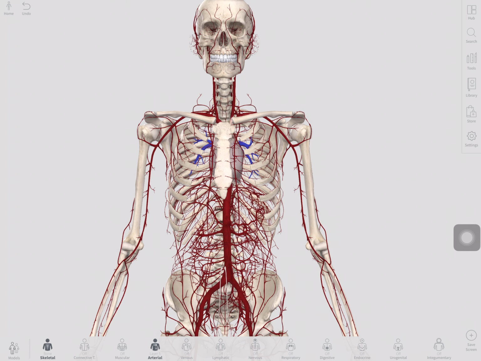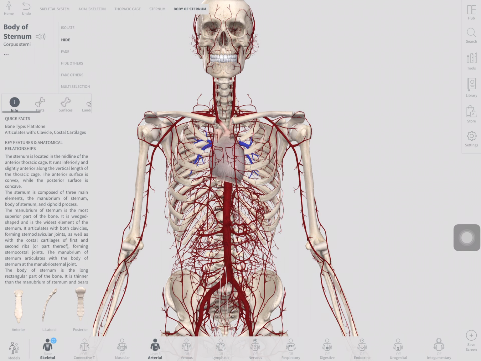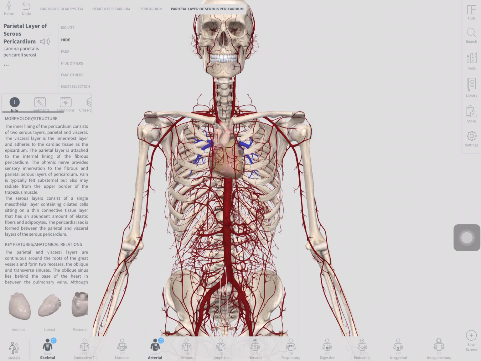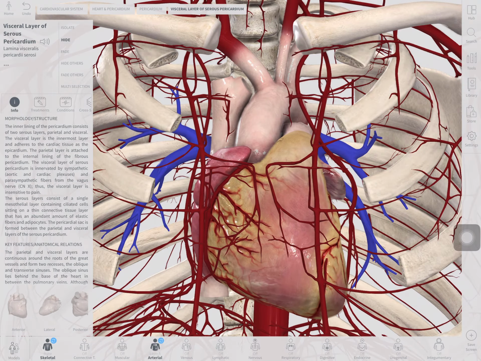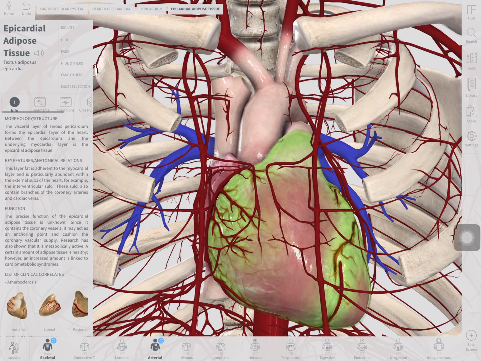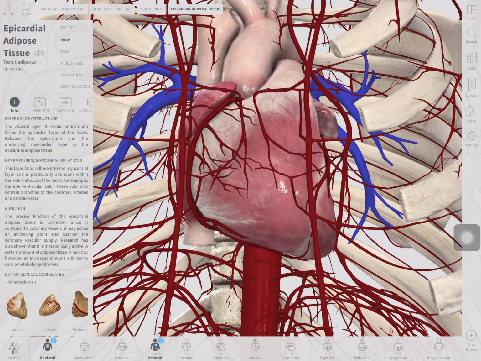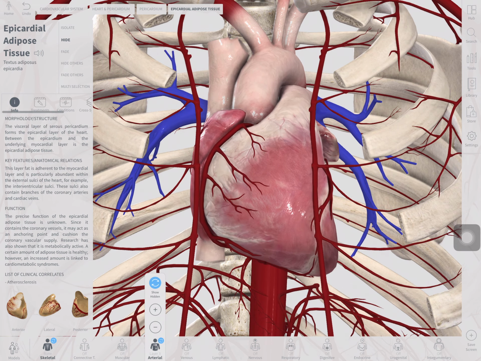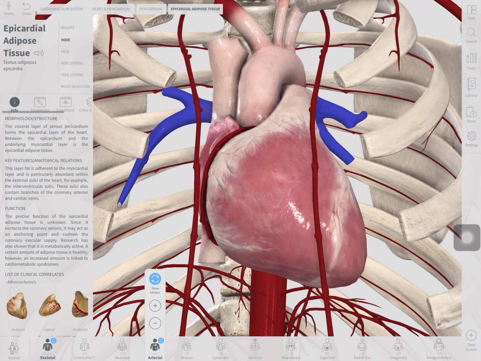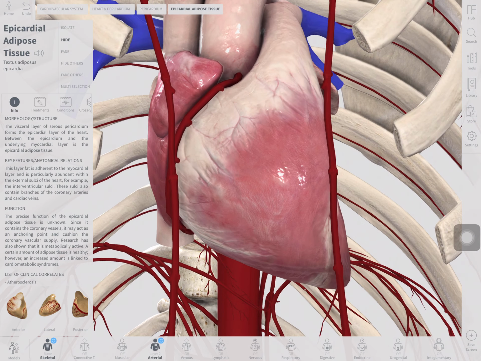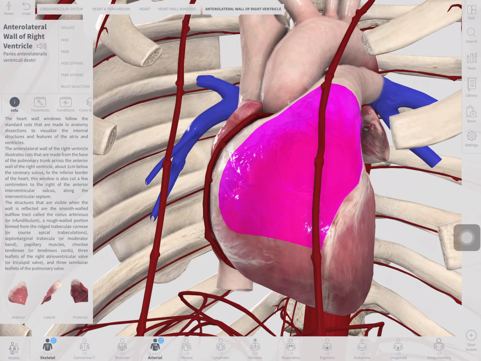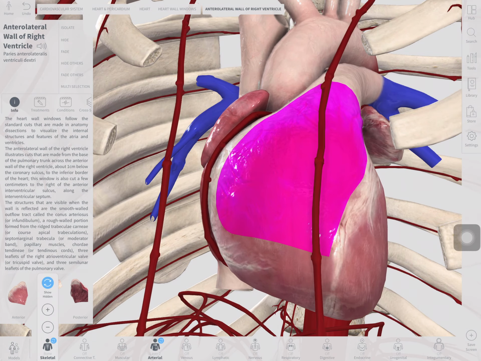Okay, so for this I have to remove the pericardium. I remove this pericardium. Now what you see here is the heart, and the first branch of the heart. The blood vessels start from the heart. The first branch of the heart is the aorta.